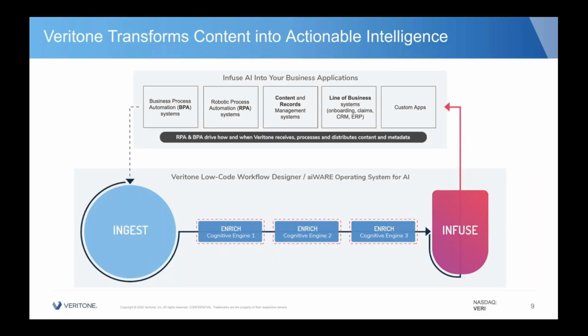So how we do that is basically a three-step process. First, with your business applications and systems on the top there, whether it's a BPA, RPA, you might have a content management system, record management system, a line of business system. You might have your own custom apps you've developed. Whatever business applications or systems you have in place today, you can interface Veritone's Automate Studio and AIware into those systems through these three steps. So first you ingest the content, then you enrich it with various cognitive engines that we'll talk about, and then you infuse the resulting insight back into your business systems.